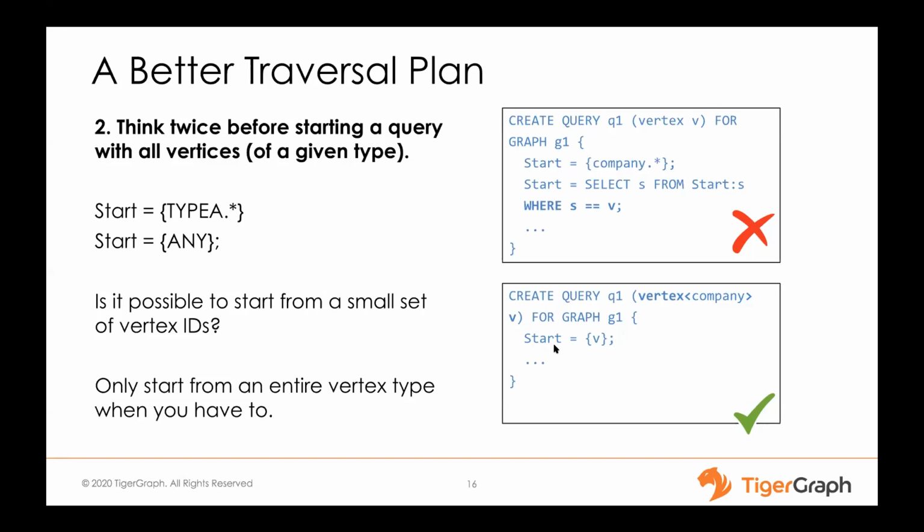So when we write a query, when we write something like this, we start from a type, we start from all the vertices. We really need to think about this. We need to think twice. Do we really have to start from everything, or can we start from only a small set of IDs? Or are we running something like a PageRank that needs to involve everyone? If it is the case, it's the right thing to do.